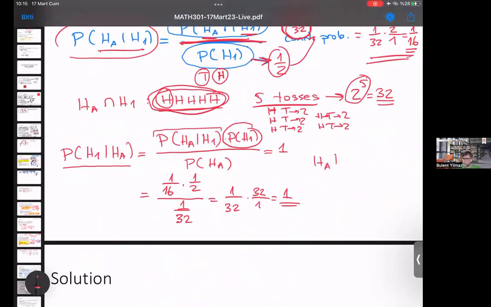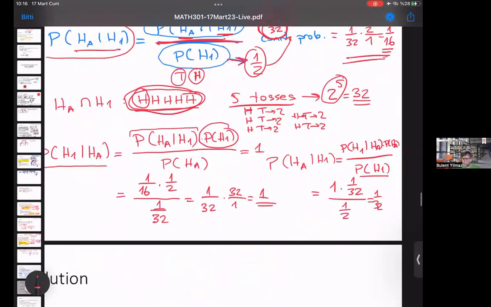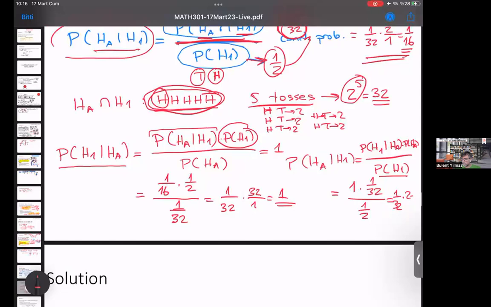P(HA given H1) is going to be P(H1 given HA) times P(HA) divided by P(H1). So what is the probability of H1 given HA? It is 1, given. 1 times the probability of HA. What is the probability of HA? All tosses being equal to heads, probability of 1 over 2. It's going to be equal to 1 over 32 times 2, which is 1 over 16.